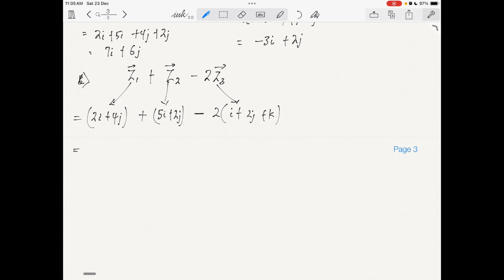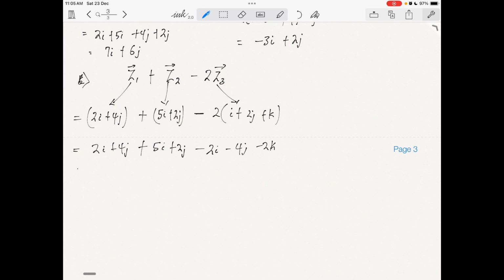So that's 2i plus 4j. We open up this bracket with plus 1. That will give us plus 5i plus 2j. And then we open up this bracket with minus 2. So minus 2 multiplied by i gives us minus 2i. Minus 2 multiplied by 2j gives us minus 4j. And minus 2 multiplied by k gives us minus 2k.